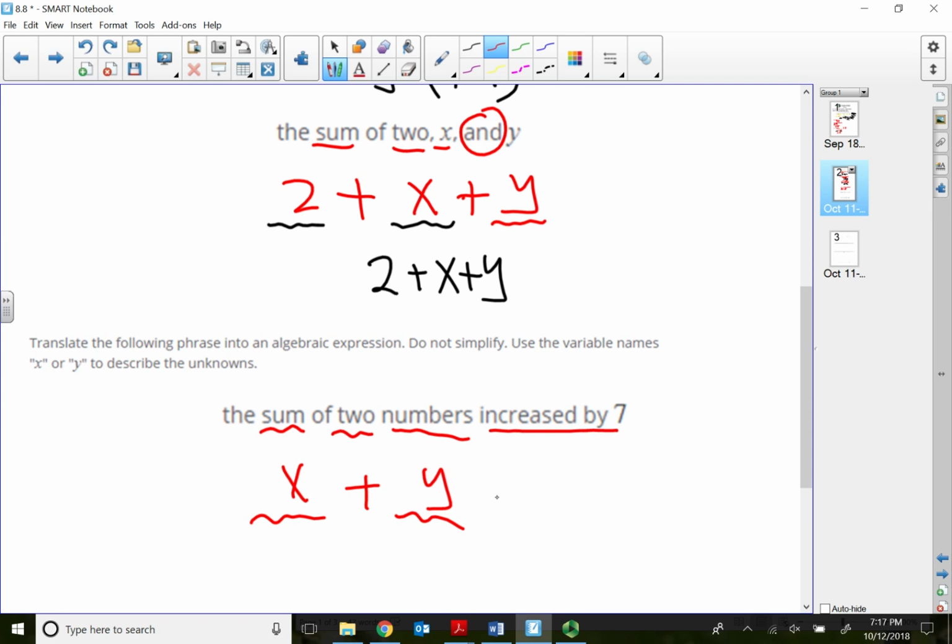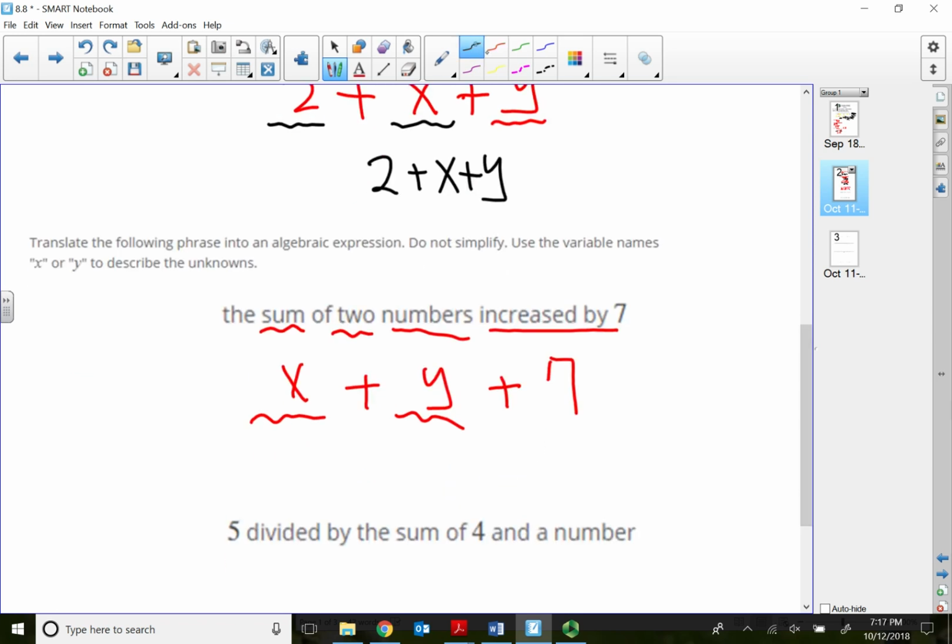Increase by means plus 7. All right, so if you think about it though, does the problem say x plus y plus 7? That means, is the problem kind of saying y plus 7? No, the problem actually says it's a sum of these 2 numbers, x and y first, then increase by 7. That's why, again, x plus y has to be in the parentheses.